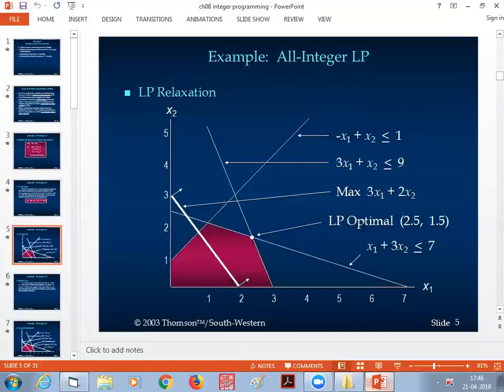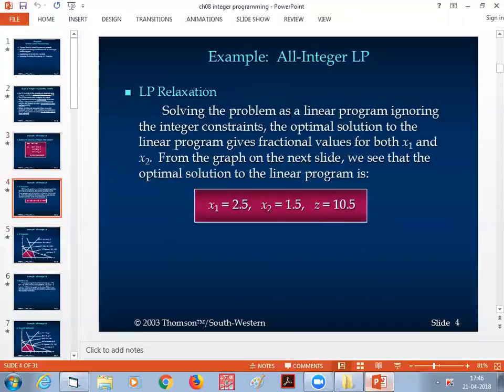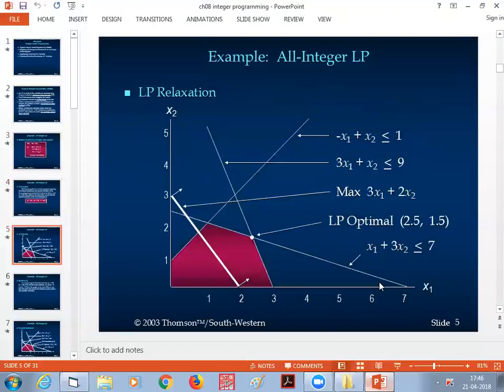All right. So our solution is what we got here. Solving the problem, we get x1 equals 2.5, x2 equals 1.5, z is 10.5. So this is the LPP relaxation. We assume this to be an LPP and solved it as usual. And the solution is not optimal for our problem. So what do we do?